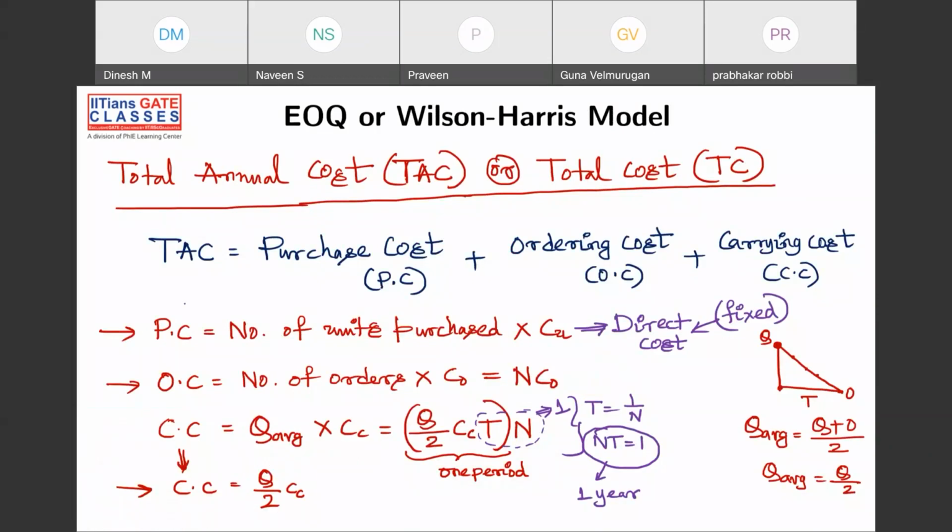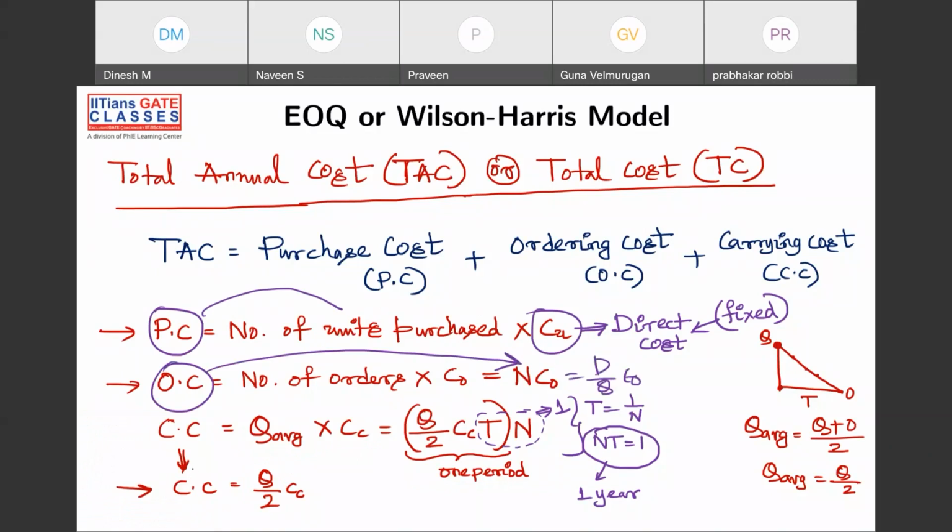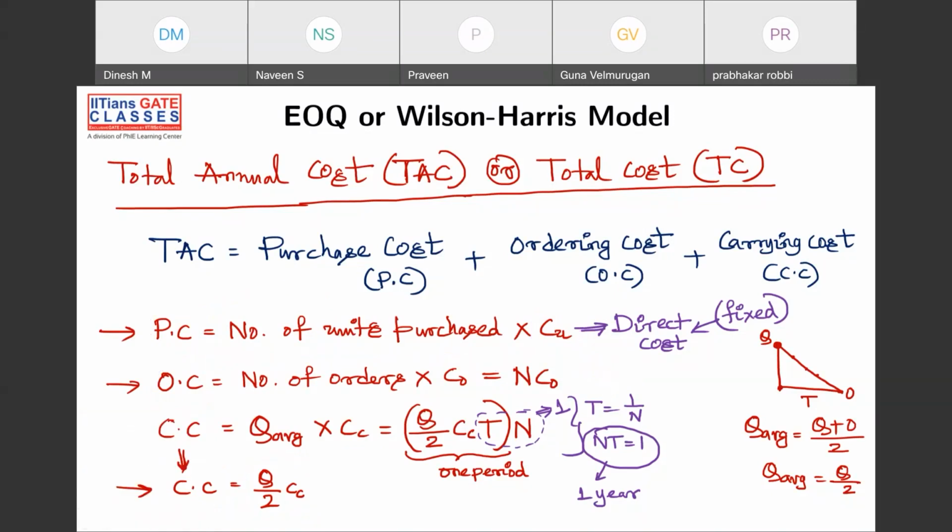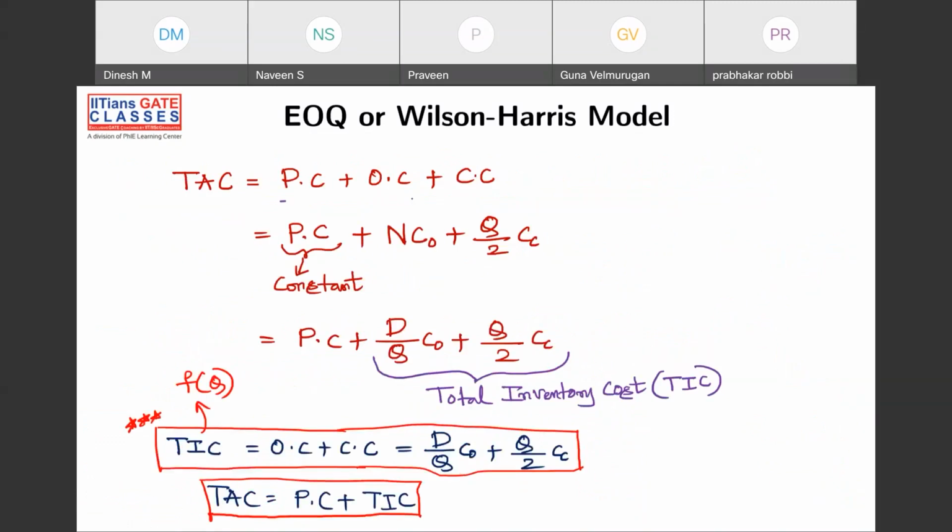So now what we have to understand is that PC is nothing but the number of units purchased into CU. OC is nothing but the number of orders into CO, or D by Q into CO. Carrying cost is Q by 2 into CC, that is average inventory into CC. Now we have to add all of these things: purchase cost plus ordering cost plus carrying cost. PC is constant. It's not depending upon the quantities that you're buying, so it's not going to change anyways. That's the reason why we are making this constant.